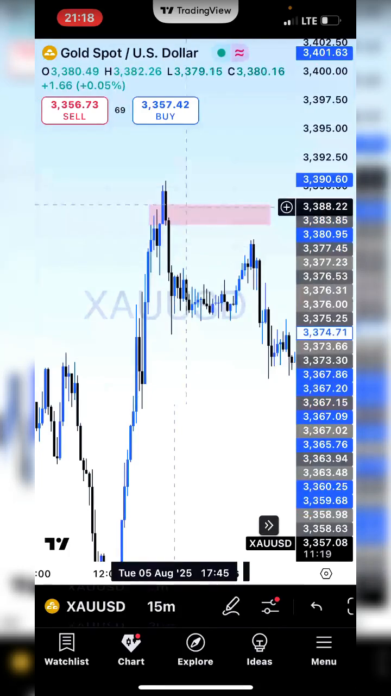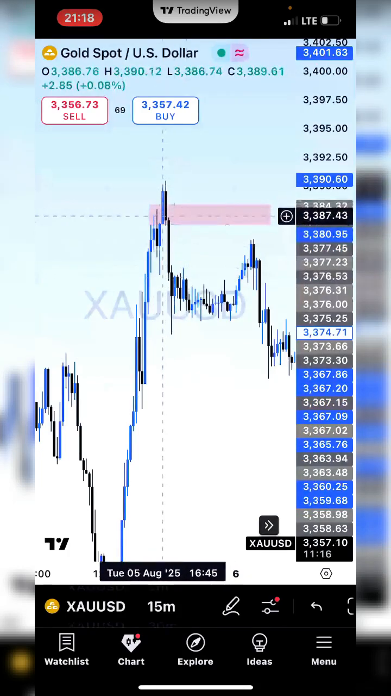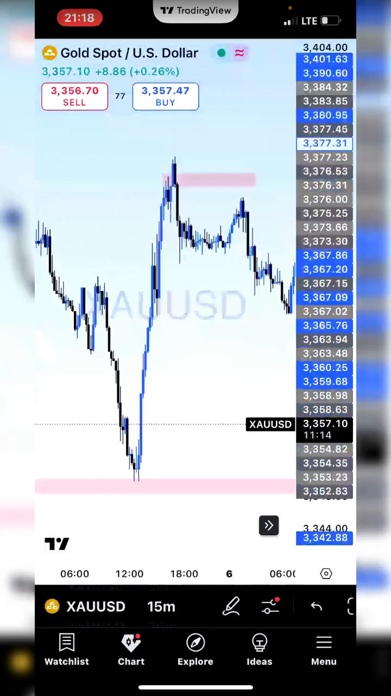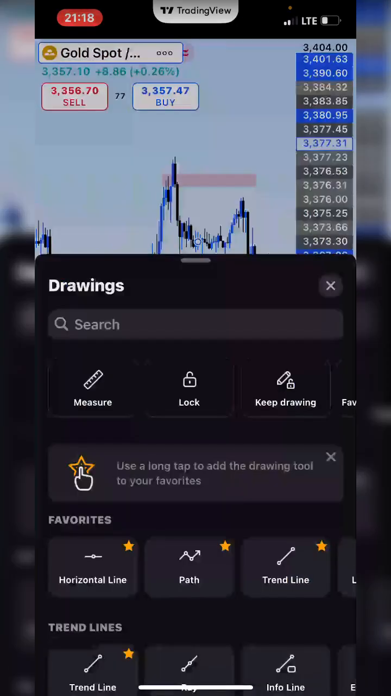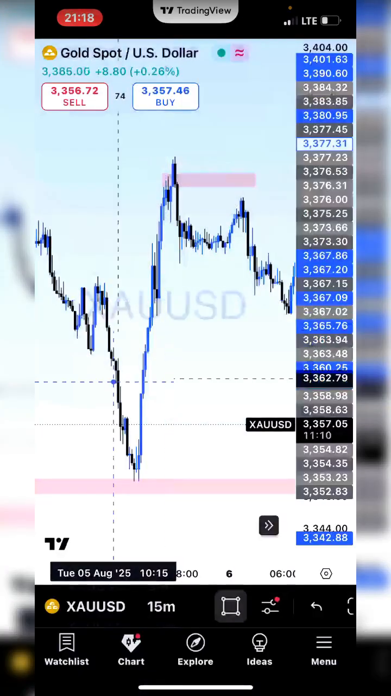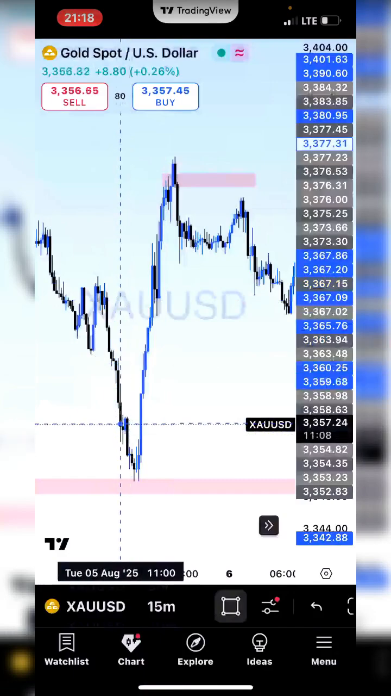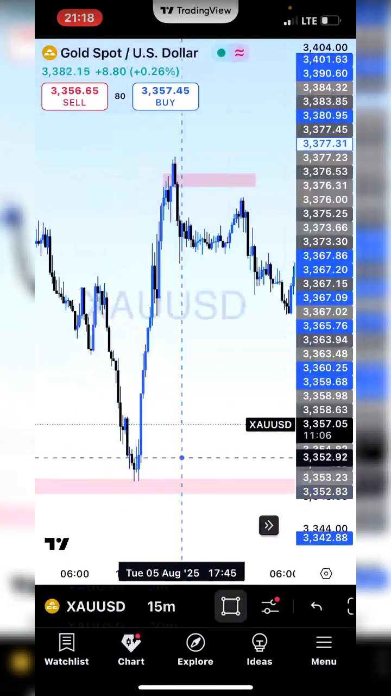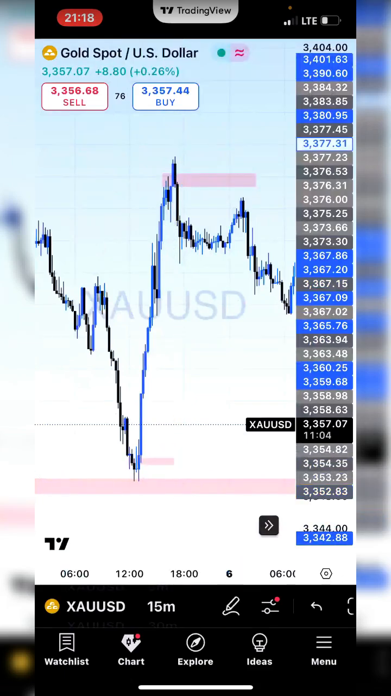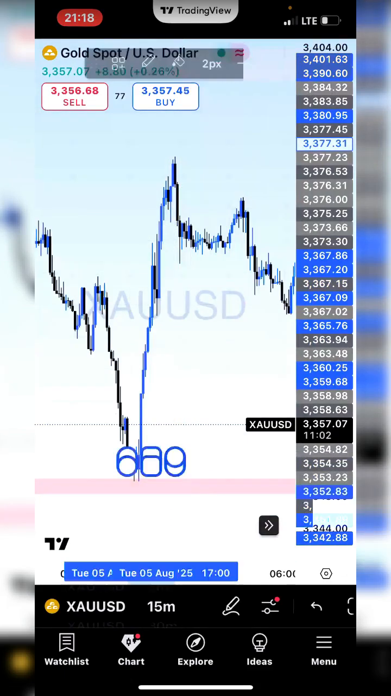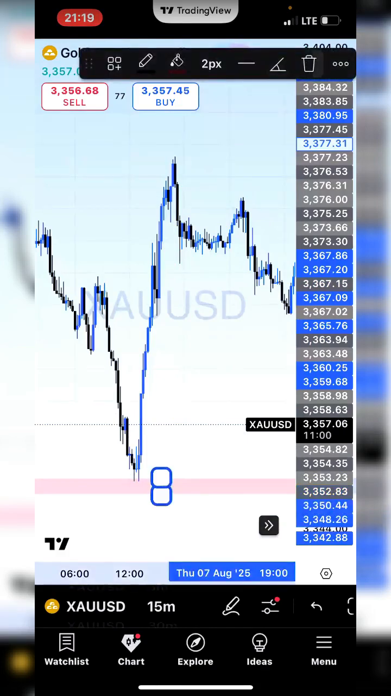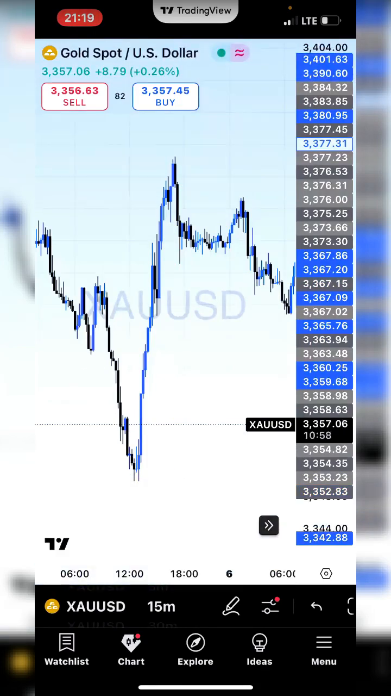Whenever a change of character has been made, we have an invalidation. Again, there's an invalidation here because price was coming down, then it broke. So we have an invalidation here. So do you guys understand this now? You guys understand?